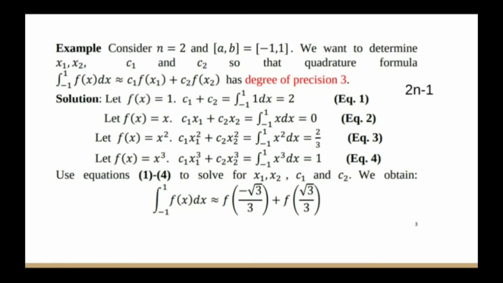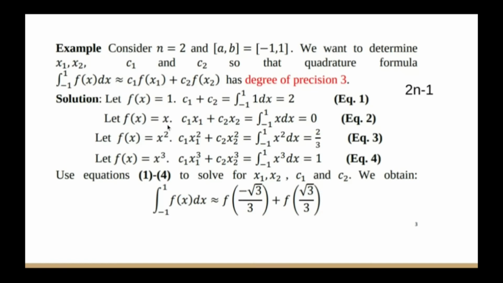So 2 times 2 minus 1 is equals to 3. Since we have a degree of precision of 3, we can use the degree of precision here in the solution. We said the degree of precision is 3, so from here, let f of x is equals to x.